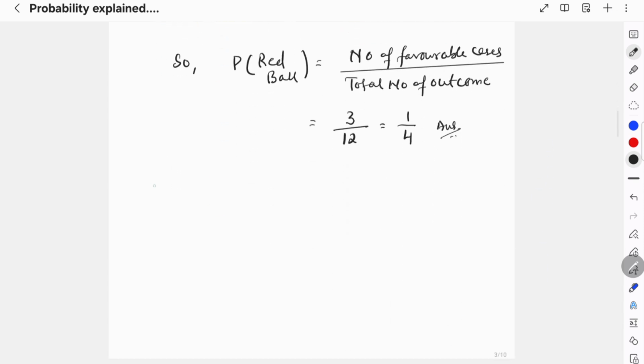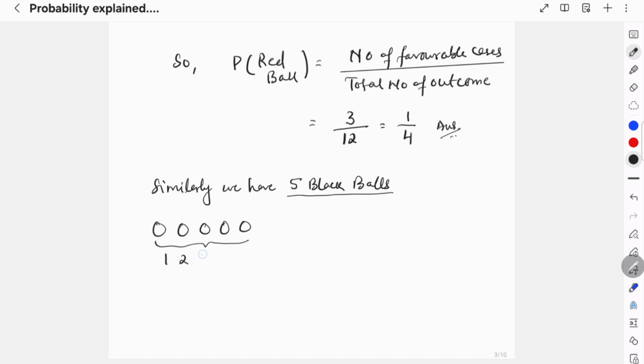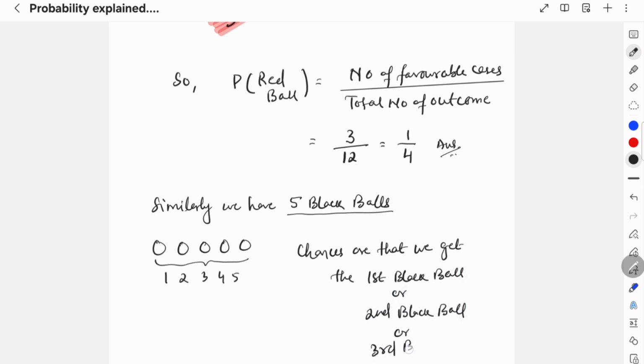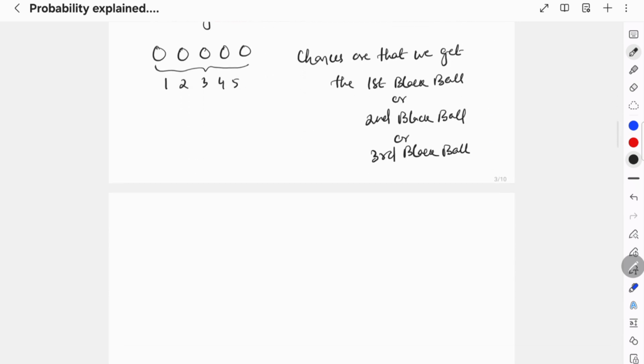Now let's calculate the probability for the black balls. We have a total of 5 black balls. When we try to draw a ball, it could be the first black ball, or the second black ball, or the third black ball, or the fourth, or the fifth. So the total favorable outcome for the black balls will be 5.